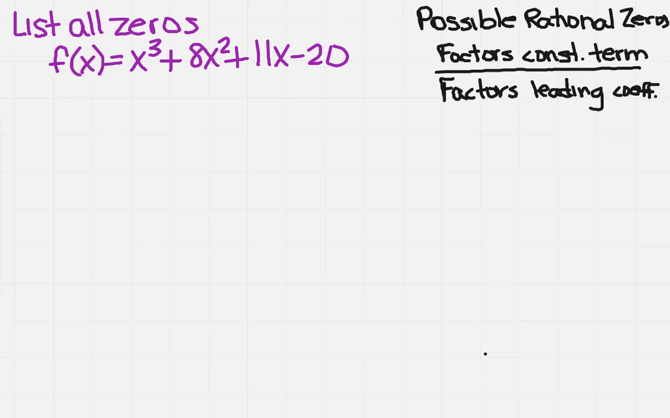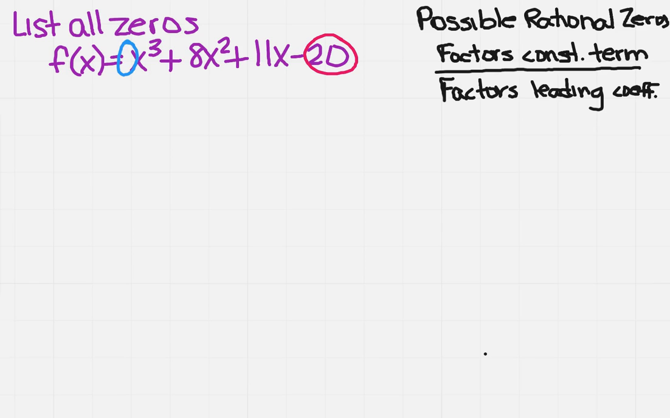So in this example, we want to find all of the zeros. But in order to do that, first we need to know what are the possible rational zeros that we can have. And in order to do that, we need to use the formula, which means we need to find the factors of the constant term and divide those by the factors of the leading coefficient. So as we did before, the 20 is going to be our constant term, and the 1, so it's understood here, is our leading coefficient.